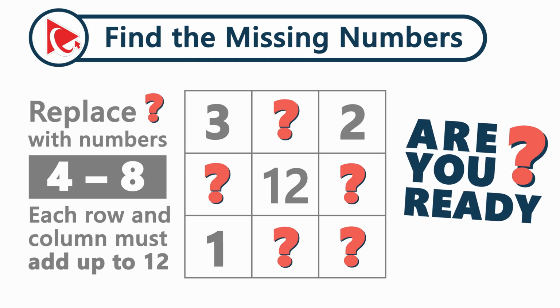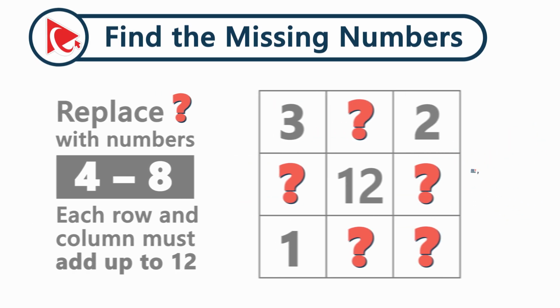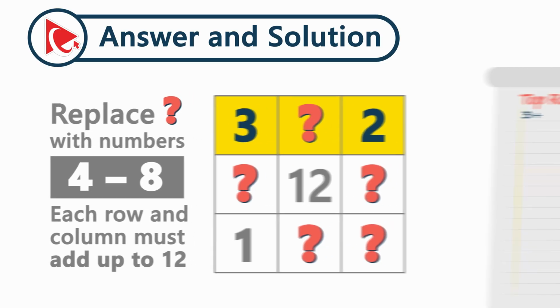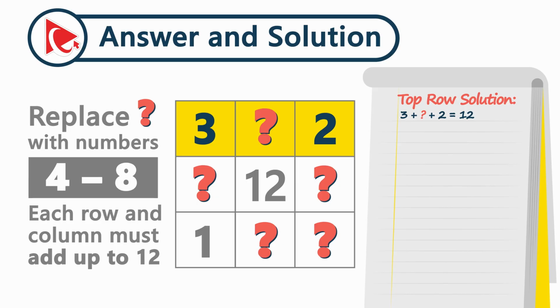Time's up. Are you ready to show your answer? Now it's time for us to compare our answers, and I truly hope that they will match. Remember the top row? 3 plus question mark plus 2 equals 12. To solve it for question mark, we need to do subtraction. 12 minus 5 equals 7. This is how I got the middle number in the top row as 7.